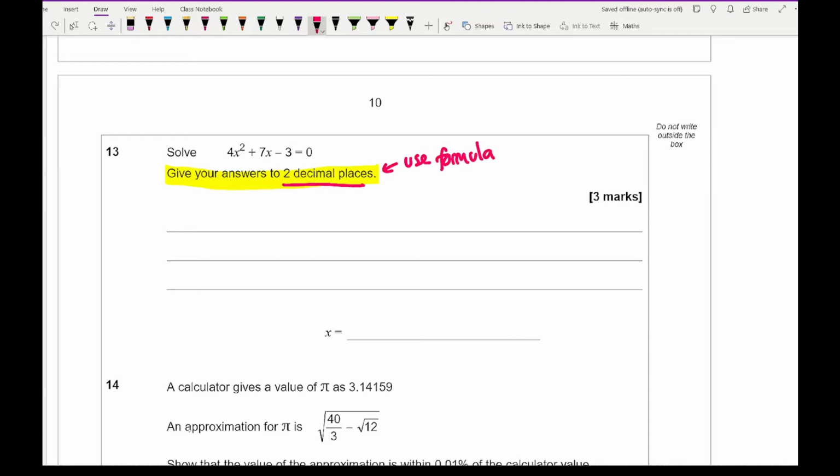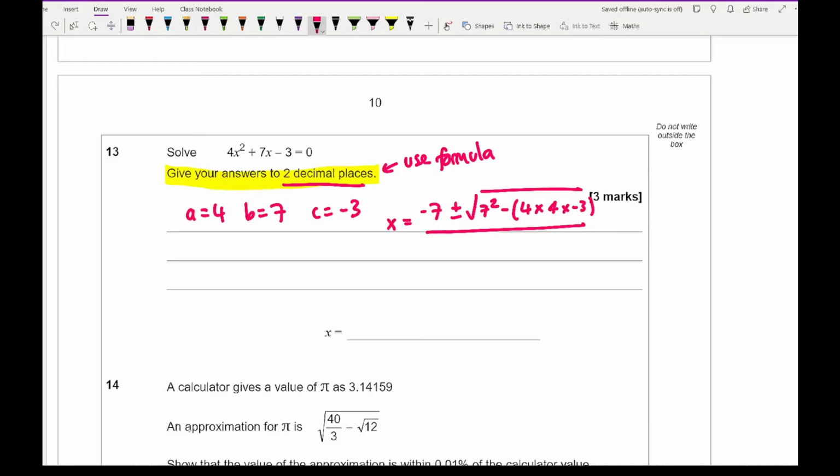So we first make sure it's equal to 0, which it is. So a equals 4, b equals 7, and c equals minus 3. Then what I want to do is just substitute those numbers into the quadratic formula. So I have minus 7 plus or minus the square root of 7 squared minus 4 times a times c, and divide that by 2 times a, so 2 times 4.